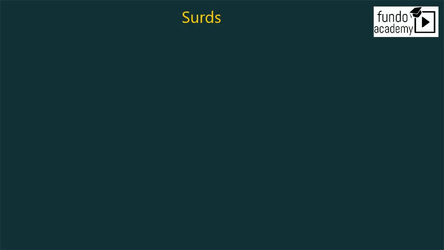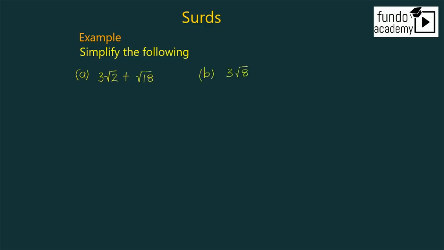I have an example here involving simplifying surds, but these ones are in addition and subtraction. So we want to simplify the following. On part A we've got 3 root 2 plus root 18, and on part B we've got 3 root 8 plus 2 root 24 minus 5 root 32.